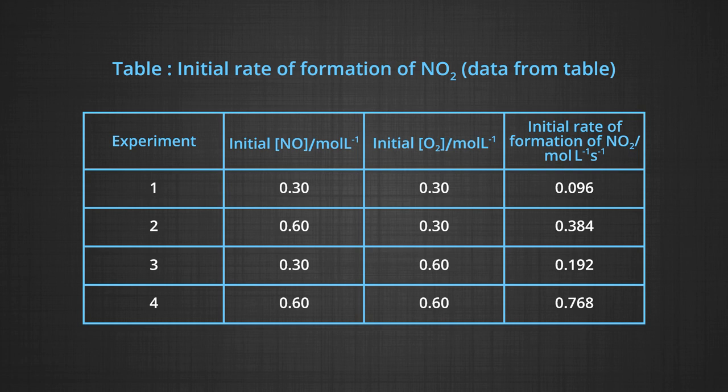Now, you can see from the table the initial rate of formation of nitrogen dioxide. The data is in front of you. Now, using this data, we are going to solve the problem and understand the concept.